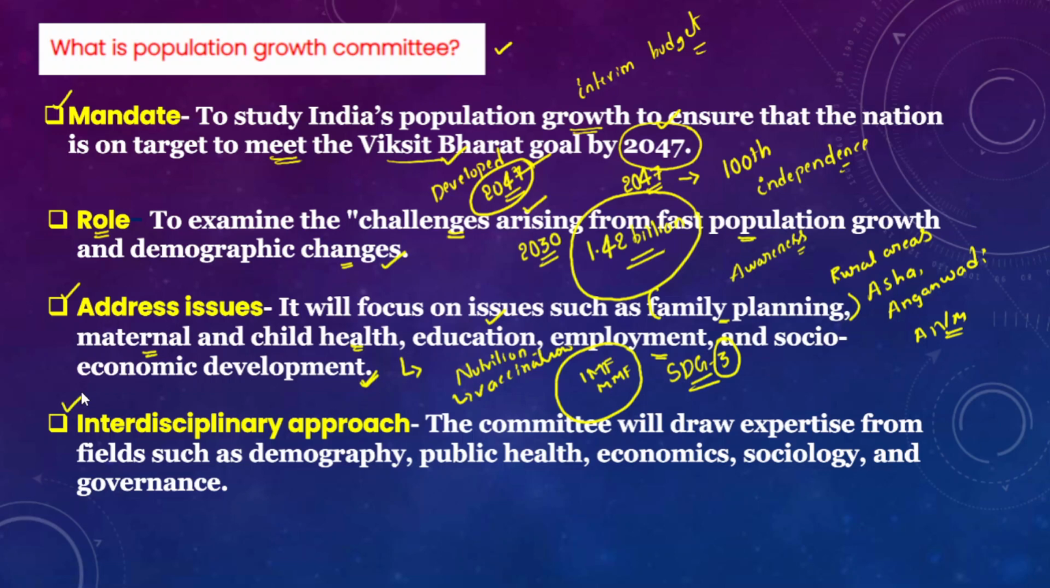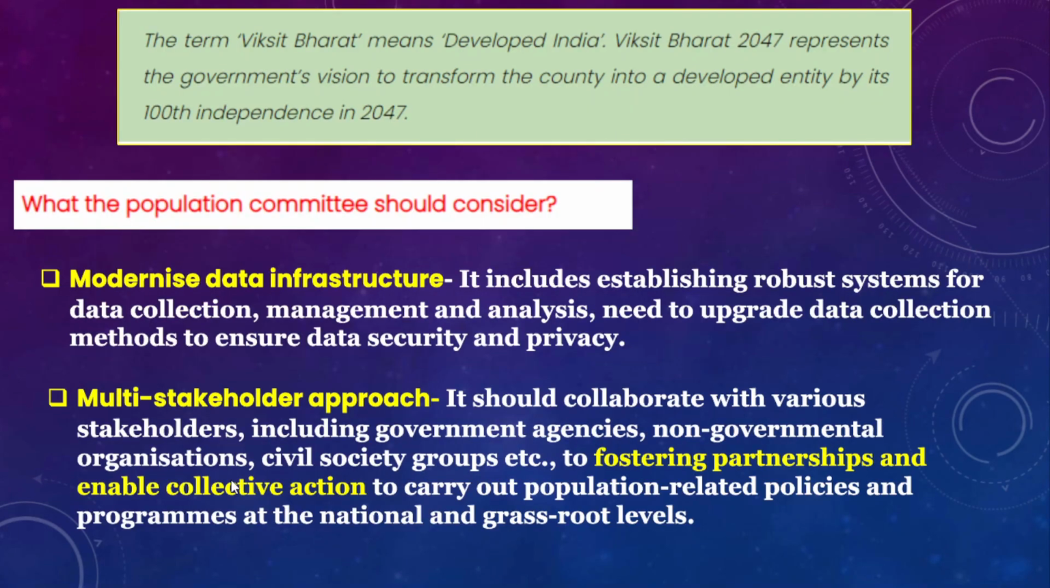So apart from that, it would also adopt an interdisciplinary approach. Okay, so the committee will draw expertise from multiple disciplines, such as demography, public health, economics, sociology, and governance. So an interdisciplinary approach would be adopted whenever it studies the demographic transition as well as the demographic dividend. Now in this context, as I have already told you, India has a goal to become a Viksit Bharat by the year 2047.